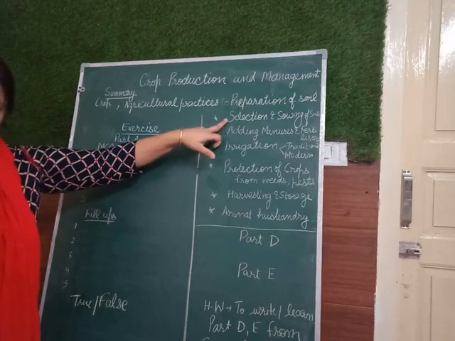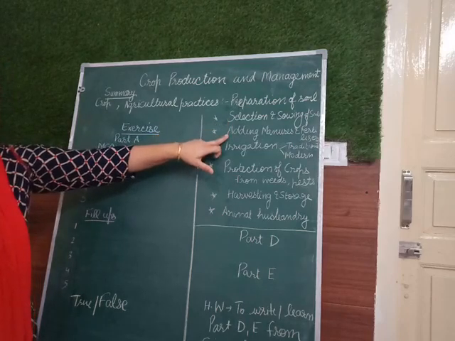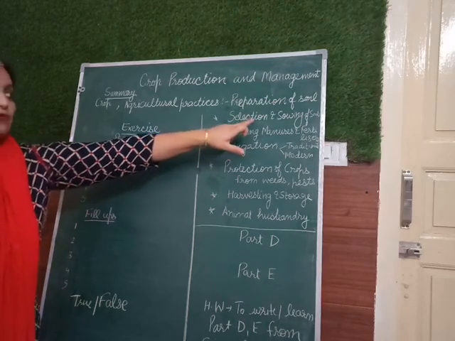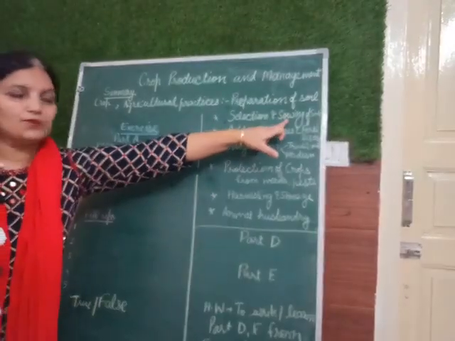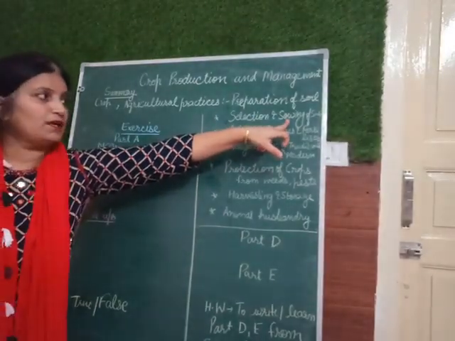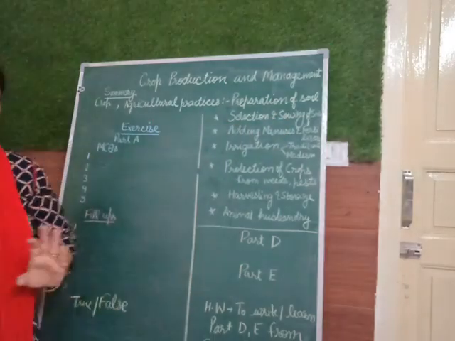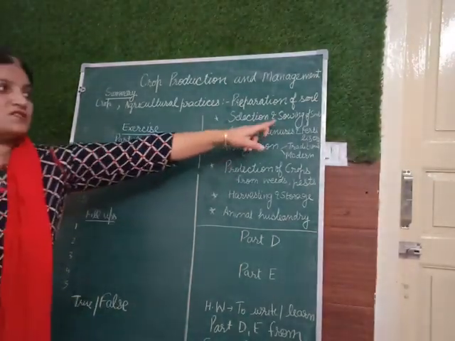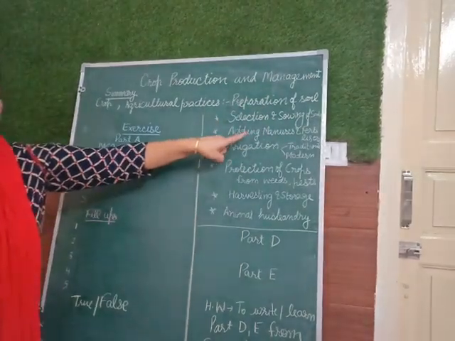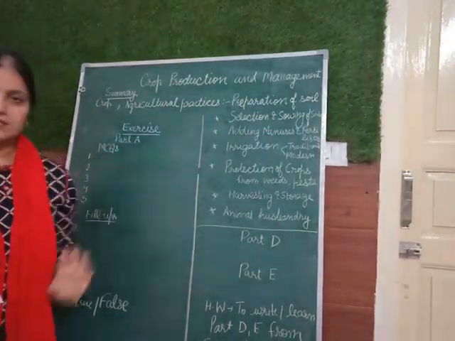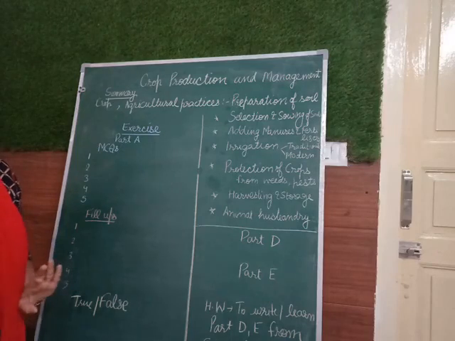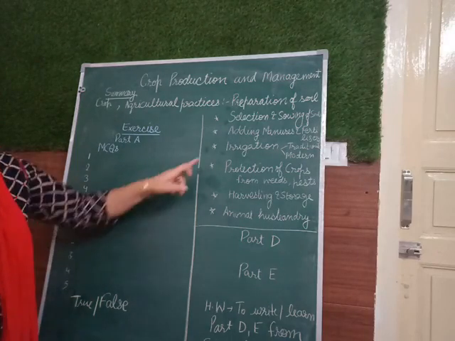By an experiment we have selected healthy seeds, and then we have sown the seeds into the field by the seed drill method, not by hand, not by the manual method, but by the seed drill method. Then we have added manures and fertilizers to grow a healthy crop. All this we have discussed earlier.